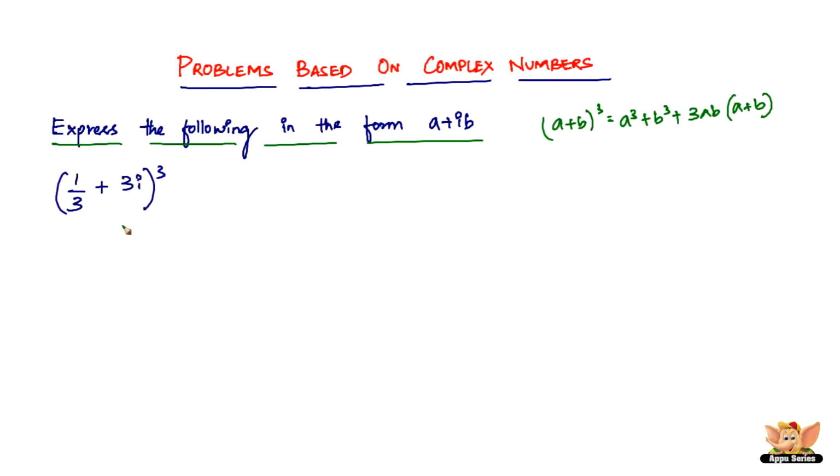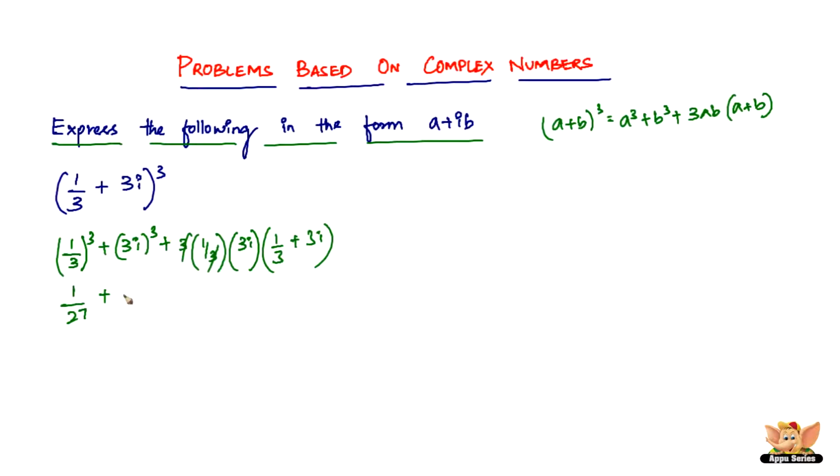So we just have to substitute it in the formula. We have 1 by 3 whole cube plus 3i the whole cube plus 3 times 1 by 3 times 3i times 1 by 3 plus 3i. So 3 and 3 get cancelled here right away. And here 1 by 3 the whole cube is 1 by 27 plus 3i the whole cube is 27i cube plus 3i times 1 by 3 is just i, because 3 and 3 get cancelled, plus 3i times 3i, which is 9i square.